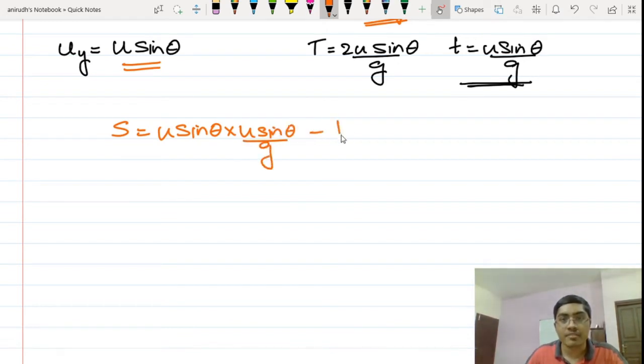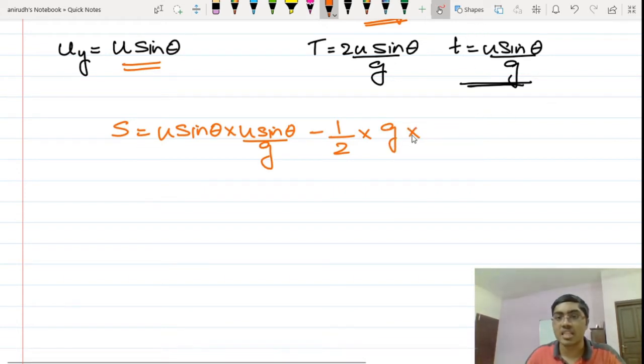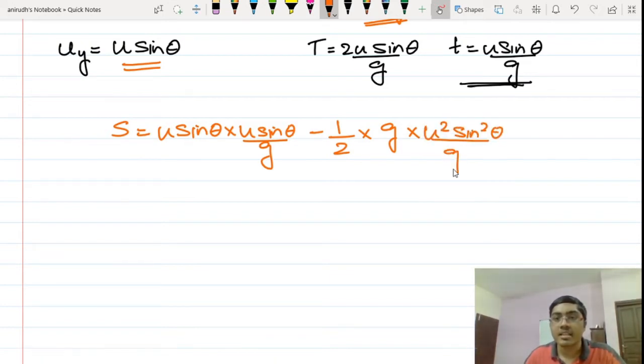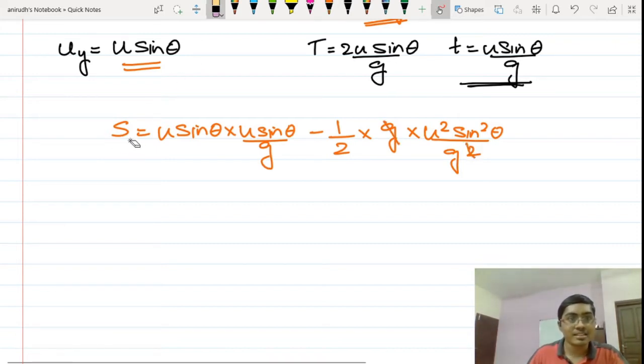Minus half multiplied by g multiplied by t square. What is the time here? u sine theta by g. You square it, so that will be u square sine square theta by g square. Okay, this will get cancelled off. And what is this distance? This distance is the maximum height of the projectile, right? This is the maximum height of the projectile.